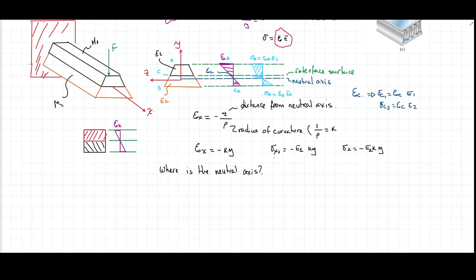The way to know where the neutral axis is: we know that stresses are going to be zero there, meaning that these two things need to be zero. To transform that into searching for where the neutral axis is located is equivalent to saying that the neutral axis is located where the force Fx1 plus the force Fx2, the sum of the forces, is equal to zero. So there is where the neutral axis is.